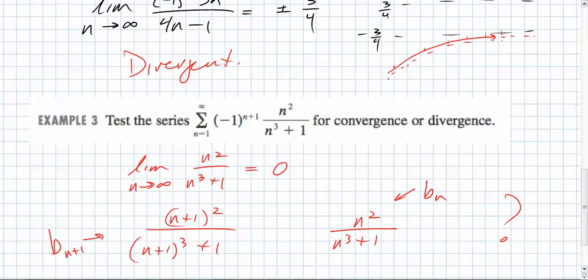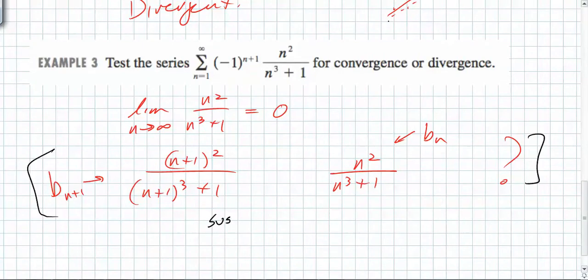It goes bigger, faster. So it looks like the bottom is becoming bigger. Does it look like b(n+1) is going to be smaller? Does it kind of look like it's going to be smaller? We suspect that it's convergent. We do suspect convergence. So we'll come back.